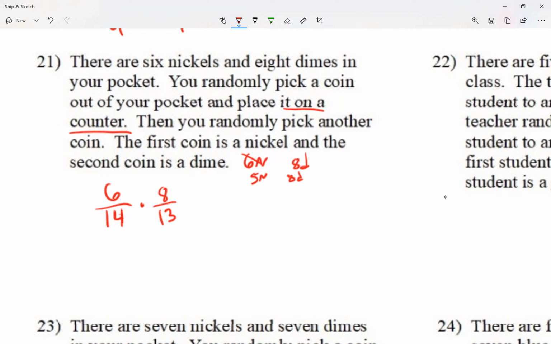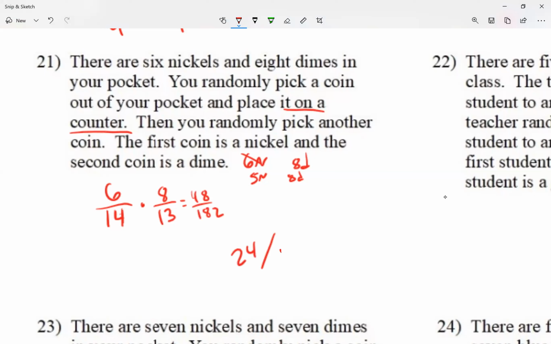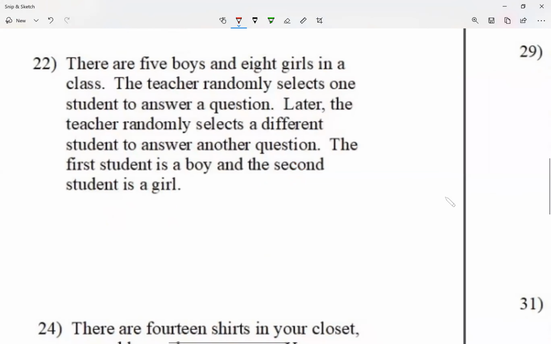Okay, so we can always simplify, or you can just multiply 48 over 182. Once you simplify, this simplifies to 24 over 91. Simplify before you multiply, or multiply and then simplify. All right, let's take a look at number 22.